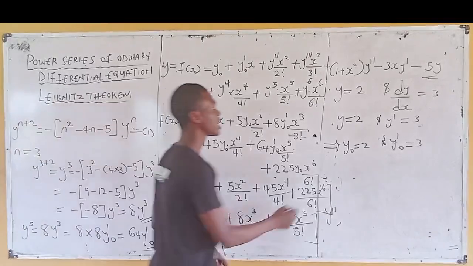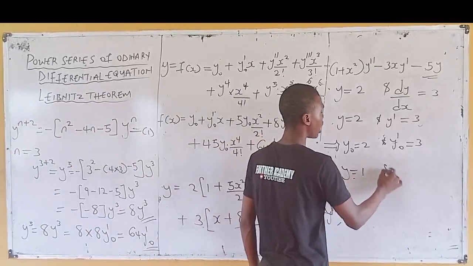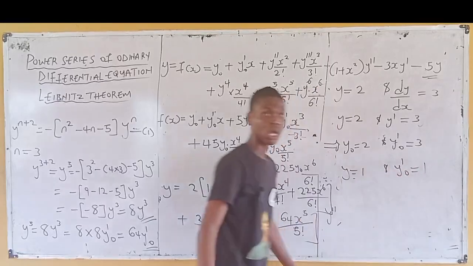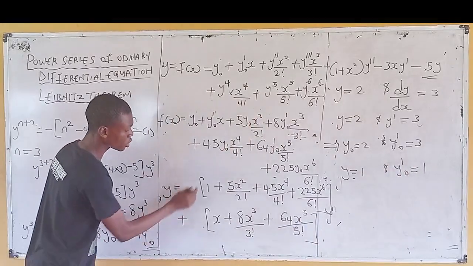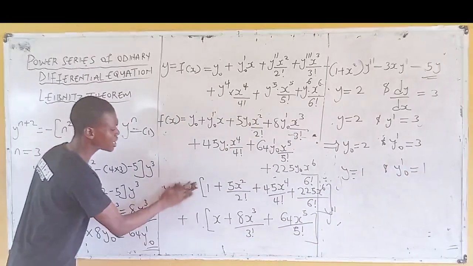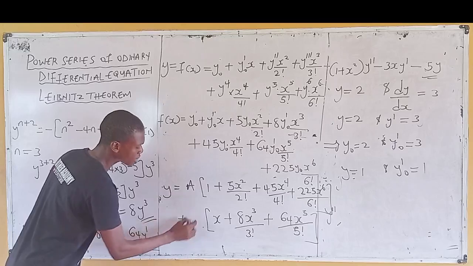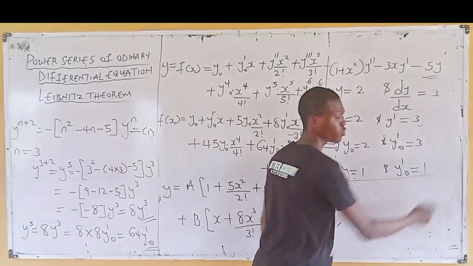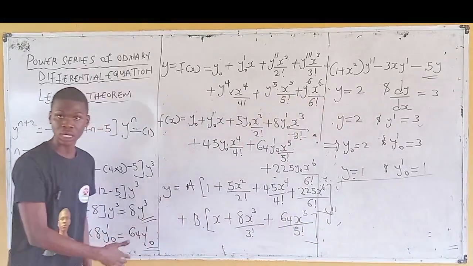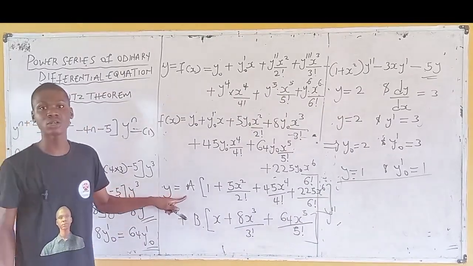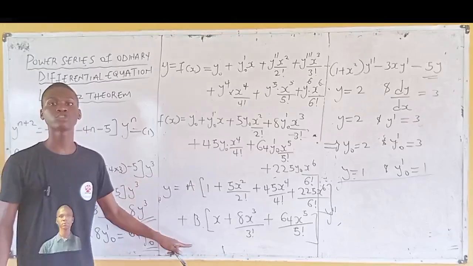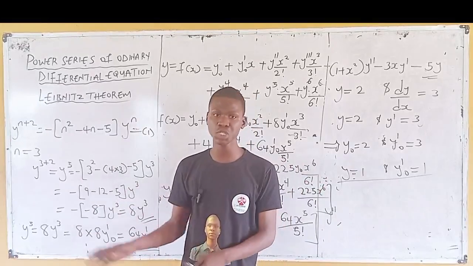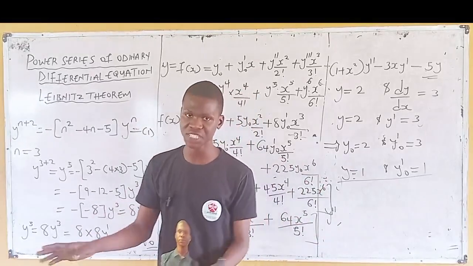But in a case whereby you are given y naught equals 1 and y prime naught equals 1, meaning I have an invisible one here, you can still write this as A and you write this as B. Let's say this was the boundary condition given. That invisible one, you can assume it as A and you assume this as B. Given a question, find the series solution of the differential equation.